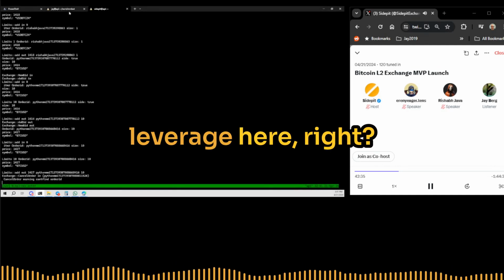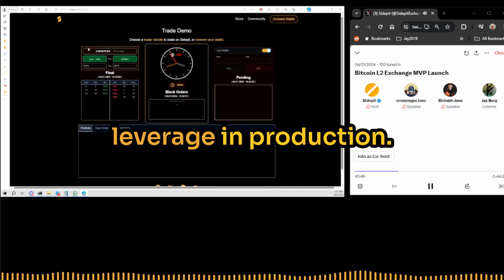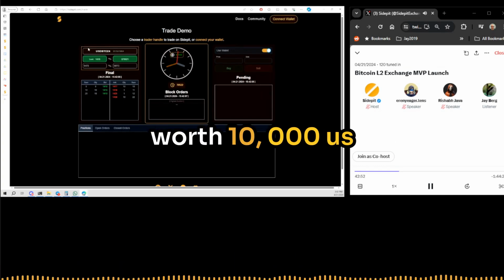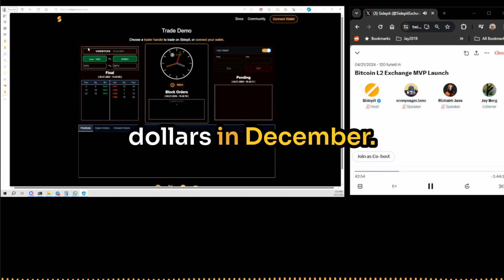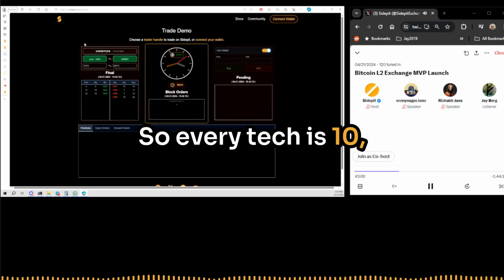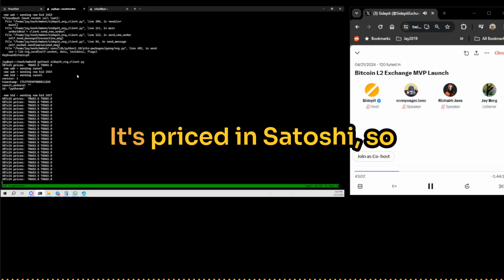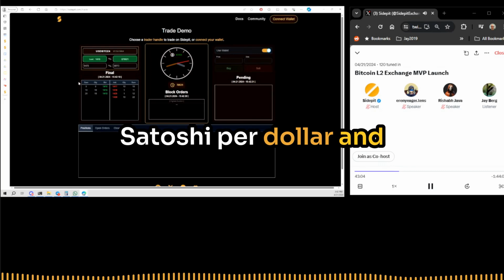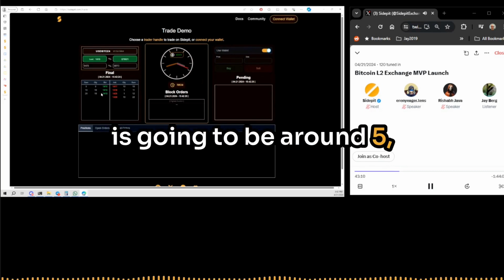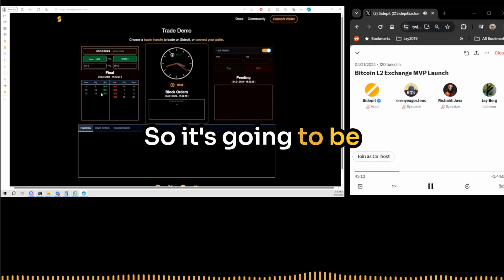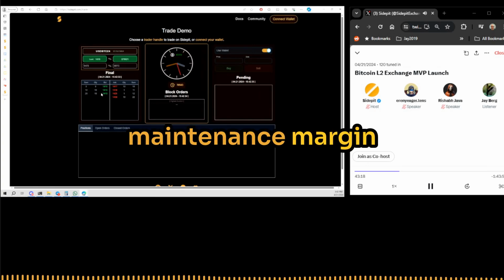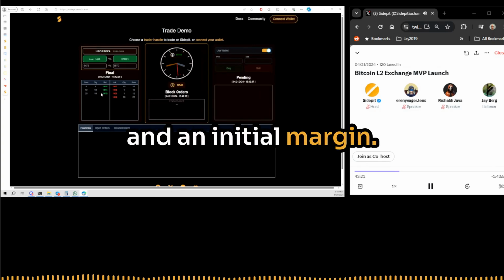Hey, also, there's no leverage here. Right. There will be some leverage. In production, there'll be leverage. Each contract is worth 10,000 US dollars in December. So every tick is 10,000 Satoshis because it's priced in Satoshis per dollar. And the margin requirement is going to be around $5,000 worth of Bitcoin. So it's going to be 2-to-1 leverage in a sense. There's a maintenance margin and an initial margin.